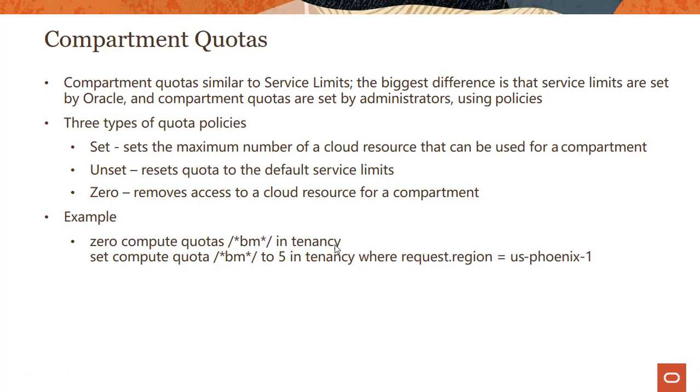So nobody could create a bare metal instance in your tenancy, but then you are overriding this for the Phoenix region by setting a compute quota to 5 for bare metal instances, where request.region, and we looked into this in the advanced IAM policy. If you want to make policies more conditional, you could have request and target. So you could say request.region, and the region is US Phoenix 1. And this way, only users in US Phoenix 1 can use bare metal instances. Other users in other regions will have access to no bare metal instances.